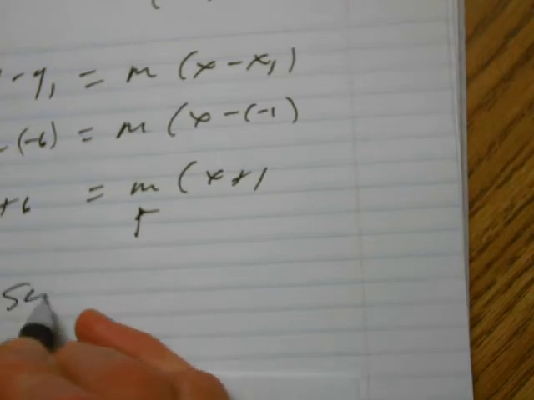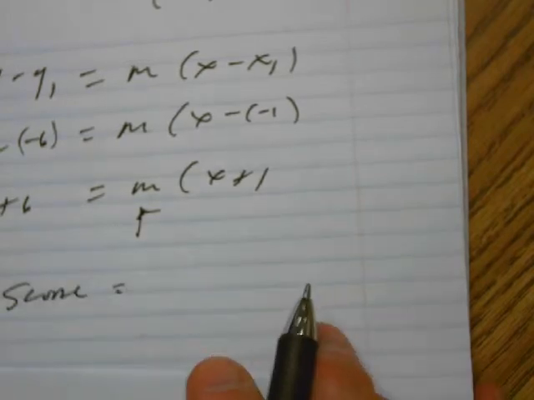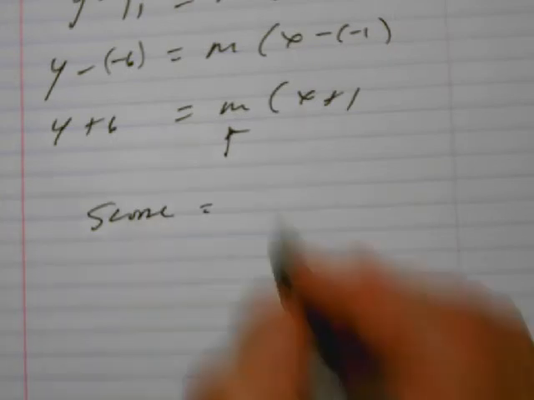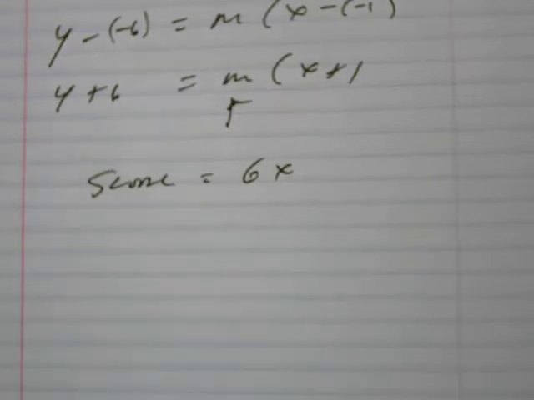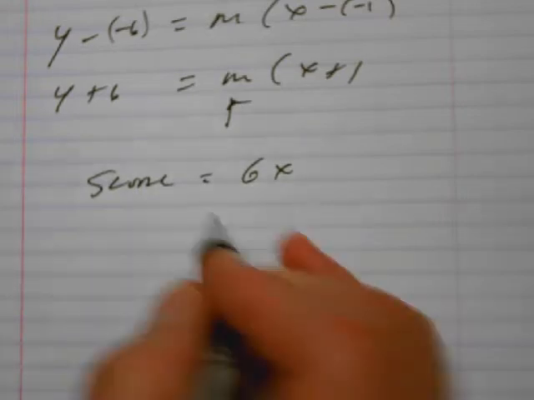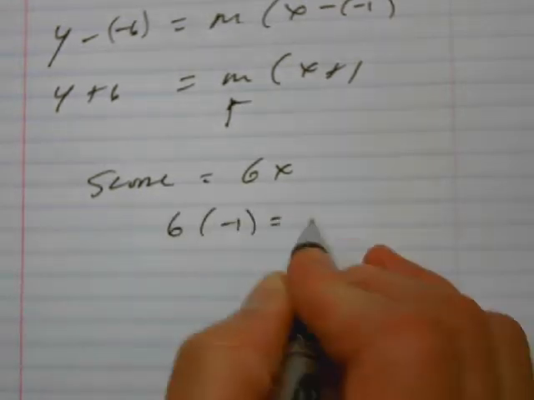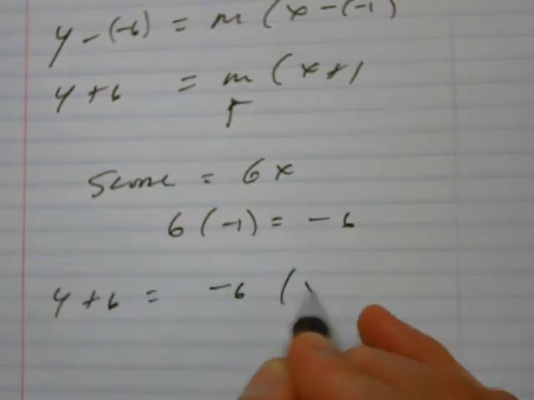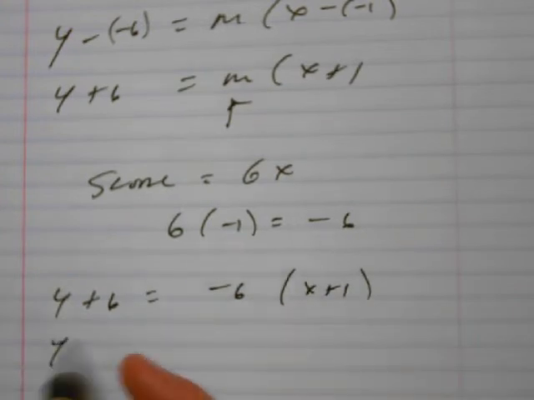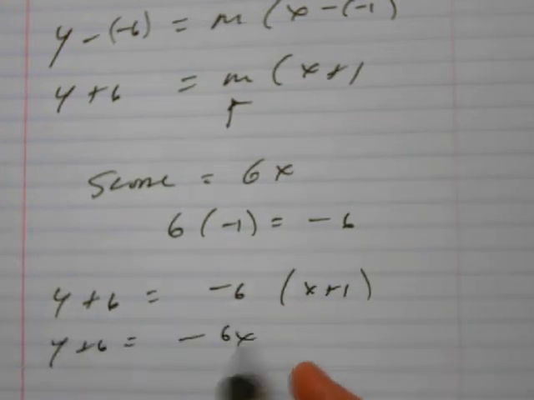So when I plug in a -1 for this, the slope is equal to 6x. Sorry, I need to operate it in full screen, so sorry about that. So slope is equal to 6x at the point of -1. 6 times -1, the slope would be equal to -6. So y plus 6 is equal to -6 times x plus 1. Y plus 6 is equal to -6x minus 6.